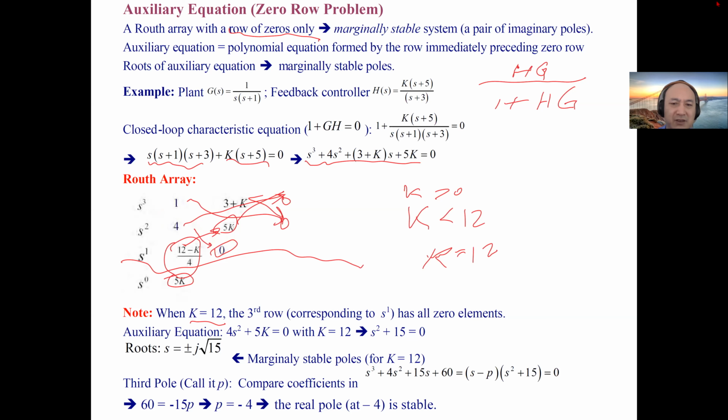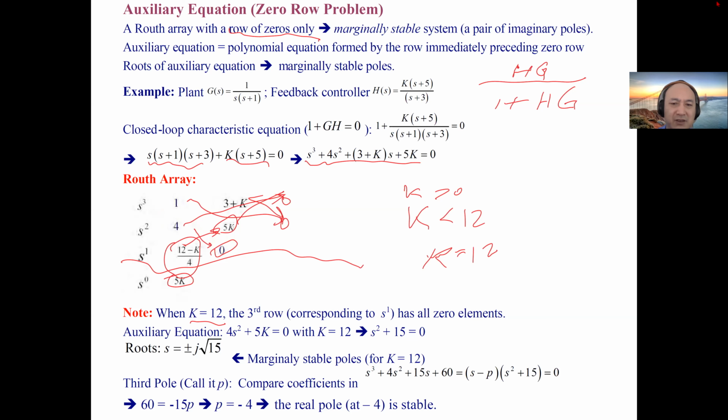Because epsilon is small, then you know this is a negative. So this is a positive, this is a negative. So we have two sign changes: positive to negative, negative to positive. Okay. So that's the idea. So you have two unstable poles in here. So this system has two unstable poles. Okay.